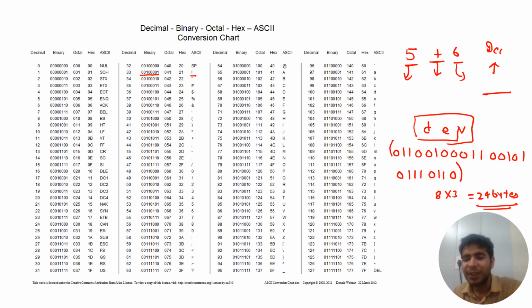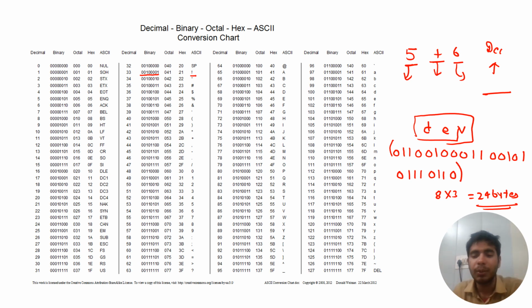Suppose there was a Tamil guy, not to be racist. I'm not racist, not stereotyping. Usually Tamil guys have long names. So if he has to write his name, you can imagine how long it will be in binary and how much space it will take.